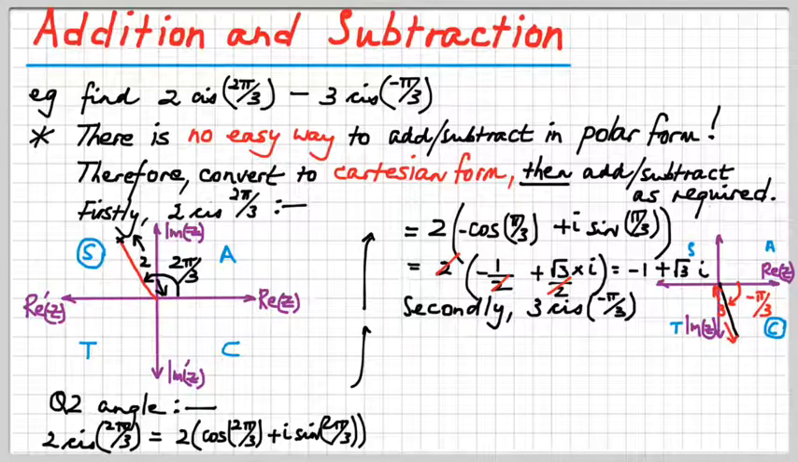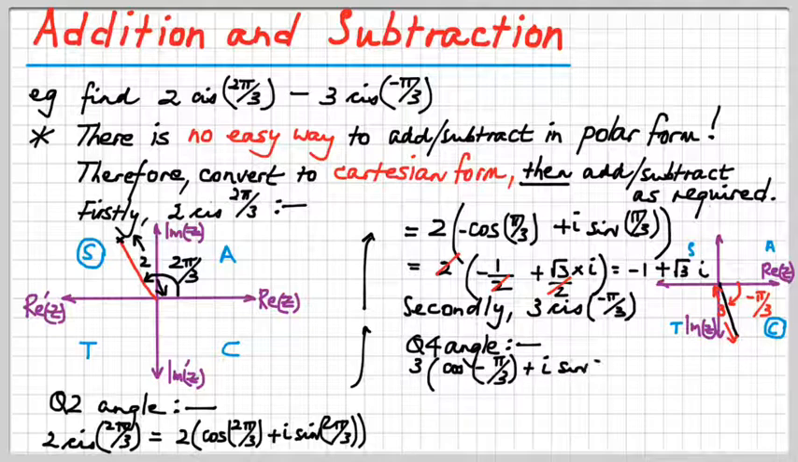Cos is positive in that quadrant, so it's going to be 3 times cos of minus pi on 3 plus i times sine of minus pi on 3. And of course, cos of pi on 3 is positive, and it's going to be plus a half, and sine of minus pi on 3 is negative. It's going to be minus root 3 on 2, but I'm getting ahead of myself. Here we go. There it goes.